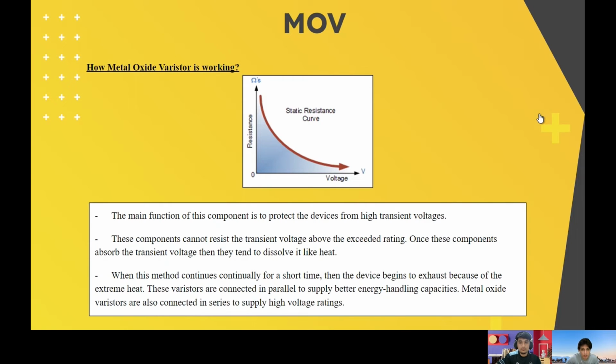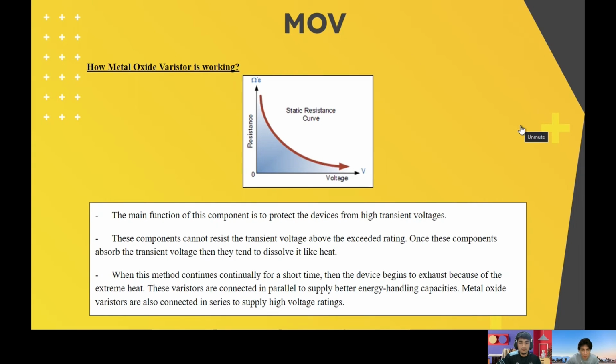These varistors are connected in parallel to supply better energy handling capacities. Metal oxide varistors are also connected in series to supply high voltage ratings. So based on the diagram, as you can see here, when the voltage is increasing, the resistance is decreasing. So this further explains why the MOV will slowly dissolve, will slowly melt because of the high transient voltage.